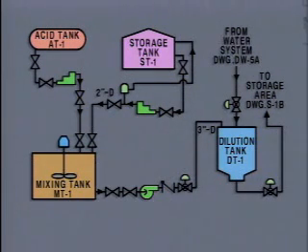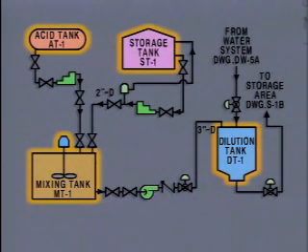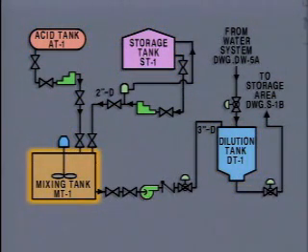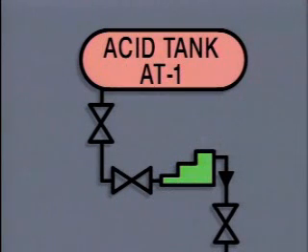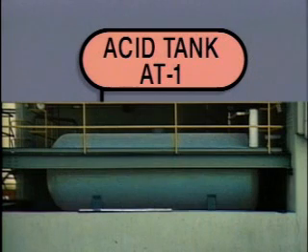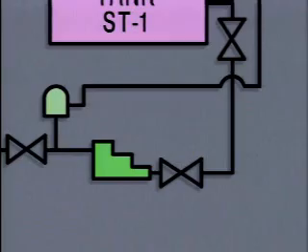This is a flow diagram for a mixing and dilution system. These symbols all represent tanks. The symbol for a mixing tank includes a motor and mixer blades. Diagram symbols are often drawn to represent a certain view of the equipment they represent. For example, if you compare this symbol for an acid tank to the actual acid tank, you can see that it resembles a side view of the tank.